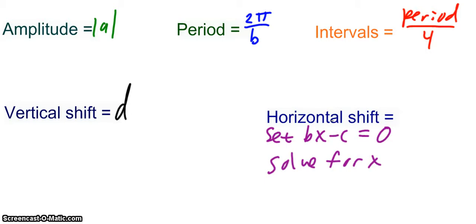I want to emphasize it a little bit more here. So when I say set Bx minus C equal to 0, more specifically what I mean is set whatever is in the parentheses equal to 0. Remember on the last video we looked at what happens when you factor B out of the parentheses? If you factor B out of the parentheses, or if B is already factored out, you don't need to multiply it back through to set it equal to 0. Just set whatever's in the parentheses equal to 0 and solve for x. This is now your starting x value.